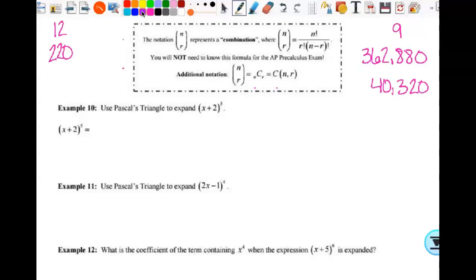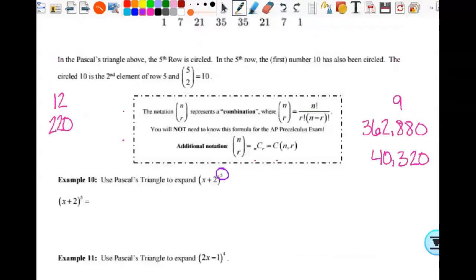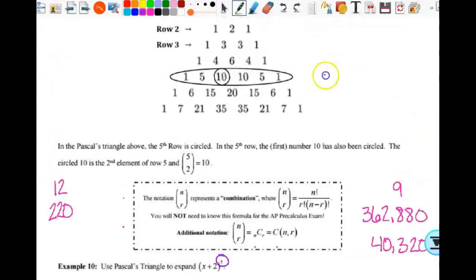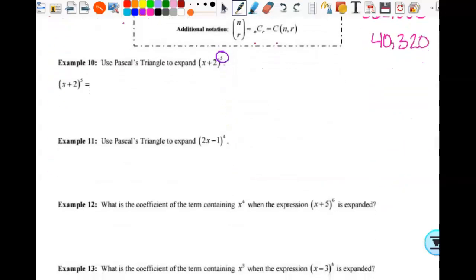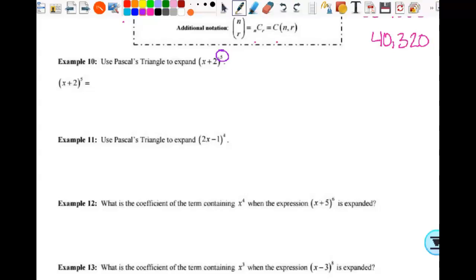So if I want to use Pascal's triangle to expand (x + 2)^5, I'm going to go up here and look at this 5th row right here. And I know it's the 5th row because it has a 5 right there, right? And because I don't want to have to scroll back and forth, I'm going to write down right here what those numbers are. It was 1, 5, 10, 10, 5, 1. Sorry, I had a brain fart. Thought there was something else in there. Okay, so that's the row that I'm looking at, but I just don't want to have to scroll. You don't necessarily have to rewrite it.